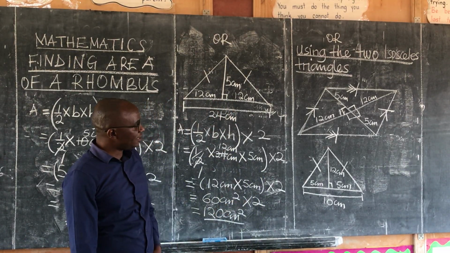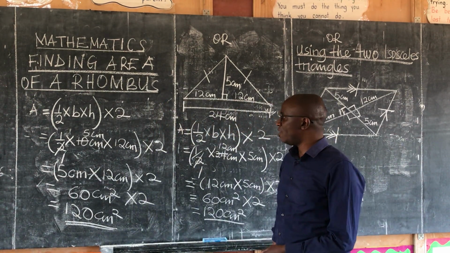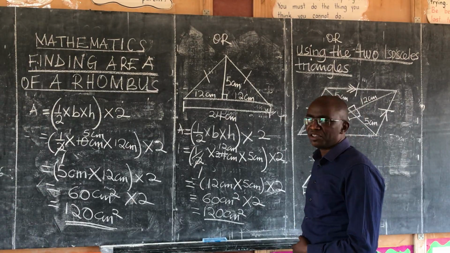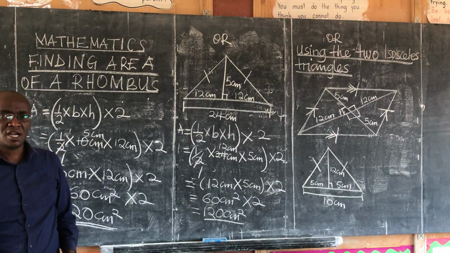So that is what we have done with the rhombus. I think you have now understood all the 3 ways you can find the area of a rhombus.